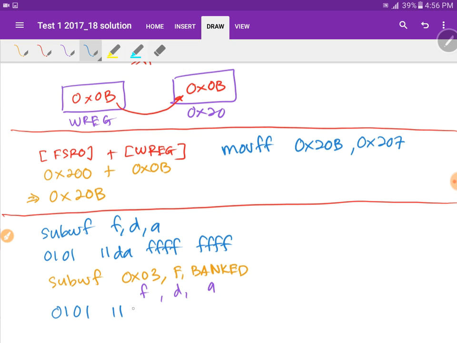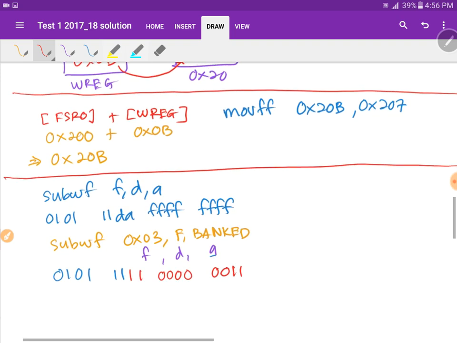1. If it is working register, the value of D will be 0 because the file register will be 1. And A, because it's banked, the value of A will be 1. Let me just use a different color scheme for this. So this is 1 because it's file register, and it's 1 because it's banked. And the 8-bit file register address is referring to 03, so 0000, and 3 is 0011.